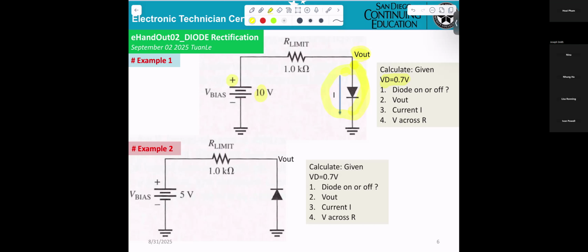If you remove the diode, that means an open circuit, right? Right. No current flows here. That's why you get 10 volts, okay? And 10 volts is higher than 0.7 volt. So now you say the diode is on.